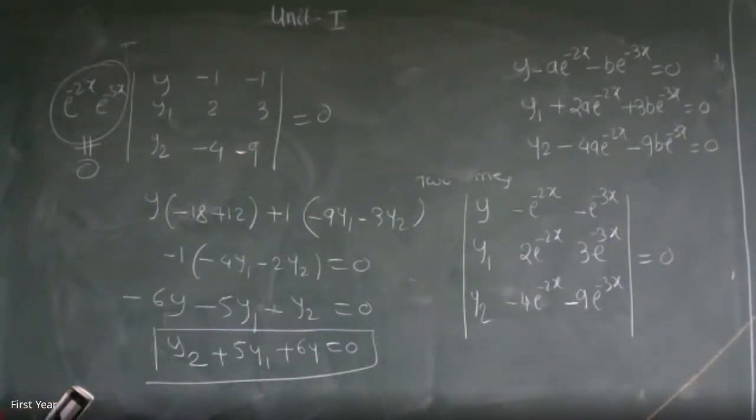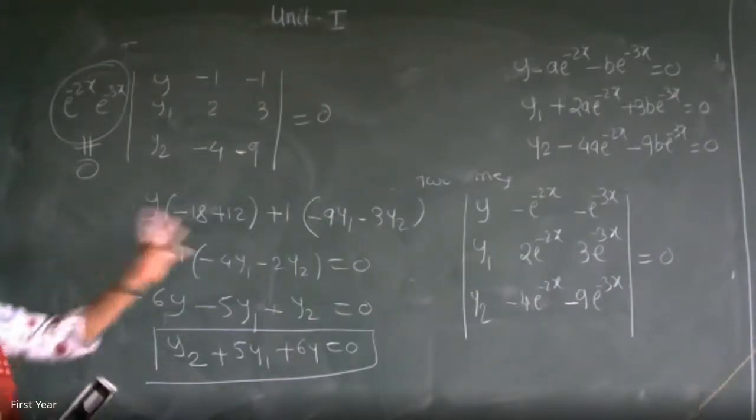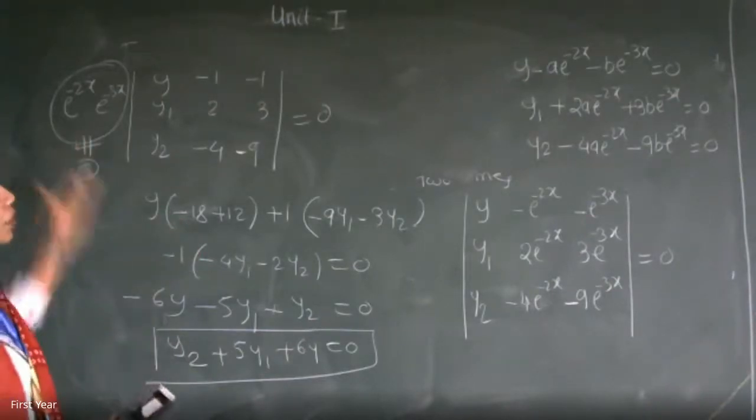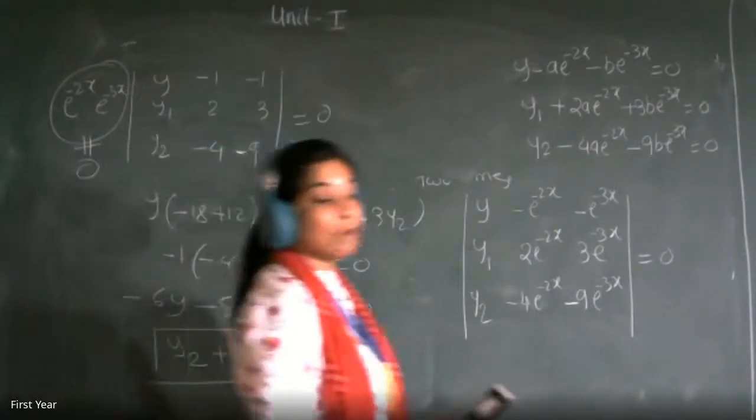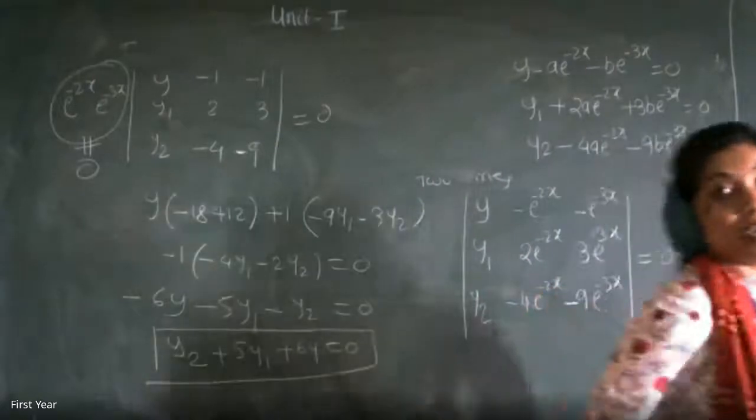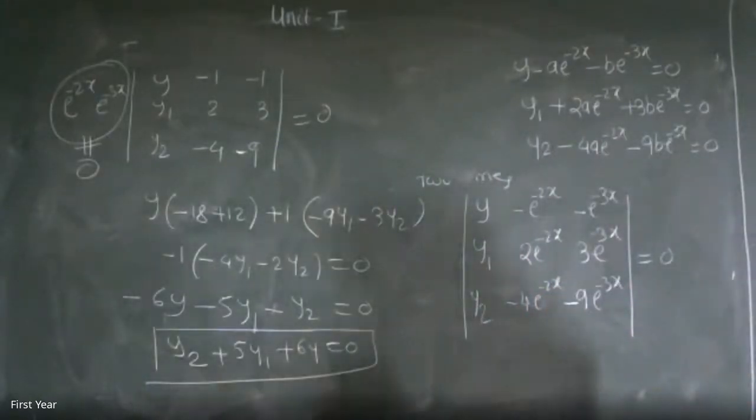This is the determinant method. Take the coefficients, put them in the determinant equal to 0, and e raised to powers are common, so you can take it outside. E raised to ax is never 0. So simplifying that, you get the answer as expected: y2 plus 5y1 plus 6y is equal to 0.